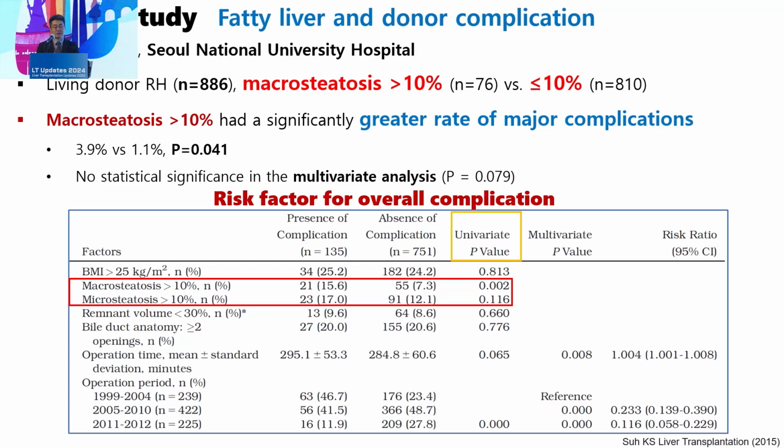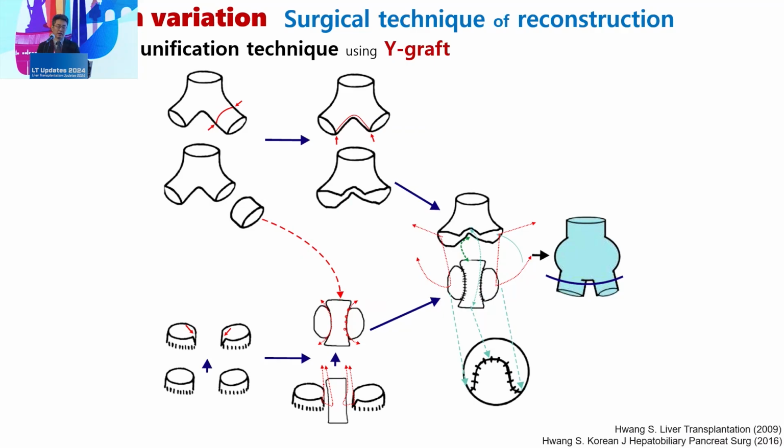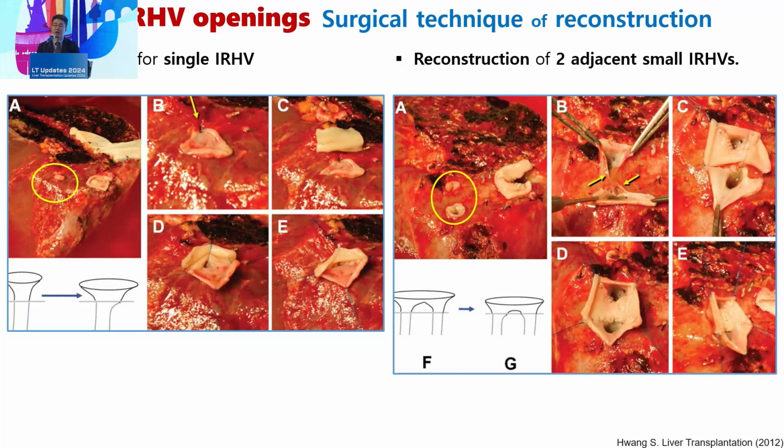Another factor we consider in our risk factor analysis is fatty liver. Fatty liver is not a risk factor as such, but it is a significant indicator for assessing graft quality, so we consider this factor in our analysis. The Seoul National University group reported that moderate macrosteatosis is also a significant risk factor for living donors. And our center reported a portal vein reconstruction technique using a Y-shaped graft of the donor portal vein for variation of anastomosis of the portal vein. We also reported the reconstruction technique for multi-opening of the right inferior hepatic vein.